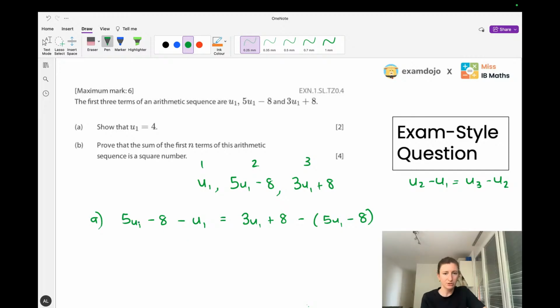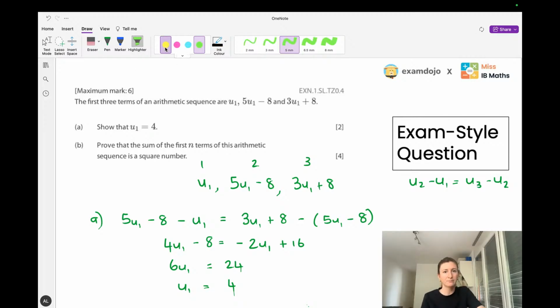So now we have an equation with just u1, so we can solve. So 5u1 minus u1 gives us 4u1 minus 8. Here we have 3u1 minus 5u1, so that gives us minus 2u1. And then 8 plus 8, so that's plus 16. Move over my first term, so I get 6u1 equals 16 plus 8 is 24. And so u1 equals 4. And there we go. I've proved it. Great. u1 equals 4.